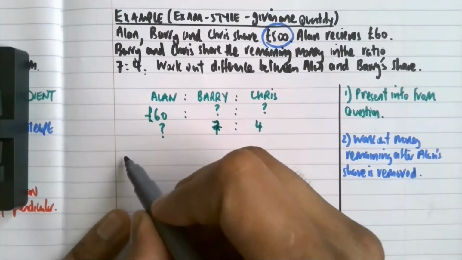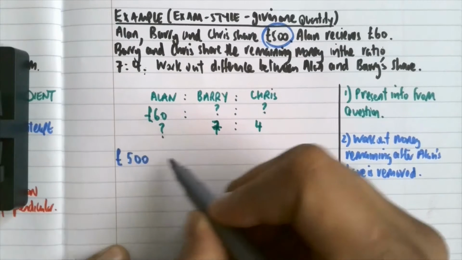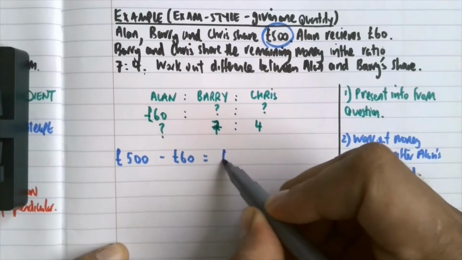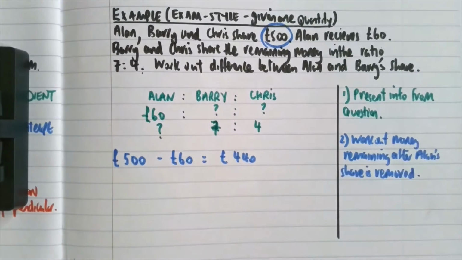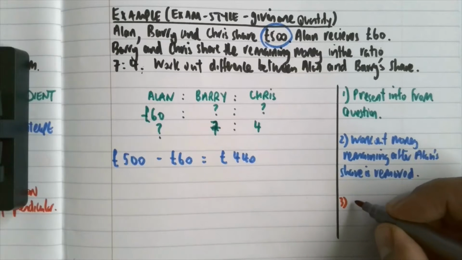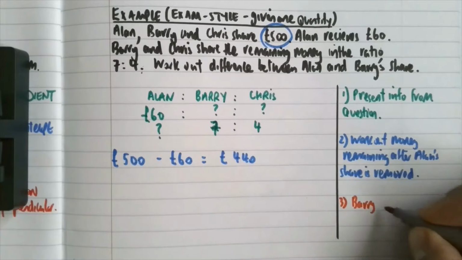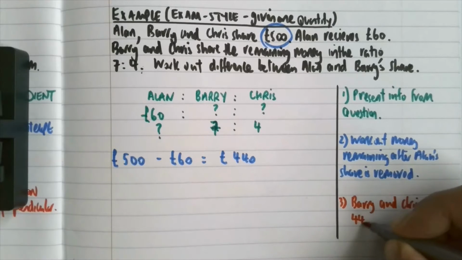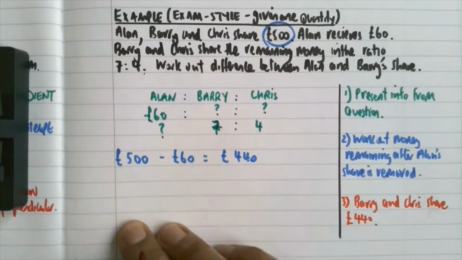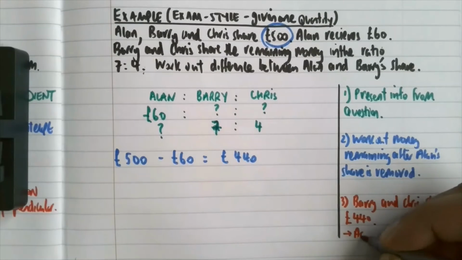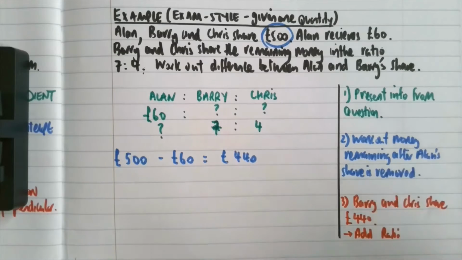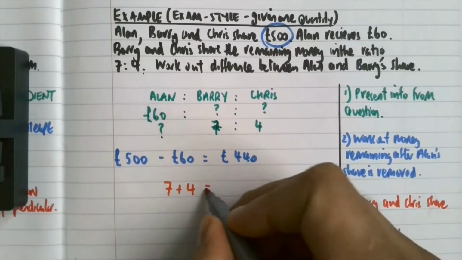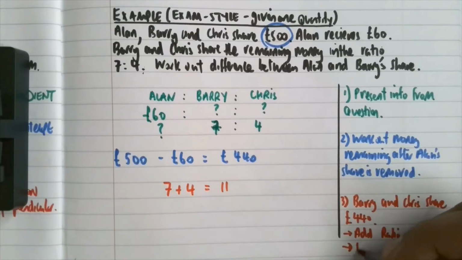So we're going to do 500 take away £60, and that's going to be £440. So now we know that Barry and Chris share £440 in the ratio 7-4. So we're just going to use our sharing ratios method to divide that money up. So we're going to start by adding the ratio. 7 plus 4 is 11, so we have 11 parts in our ratio. So 440 needs to be shared into 11 equal parts. So we need to work out what one part is worth.